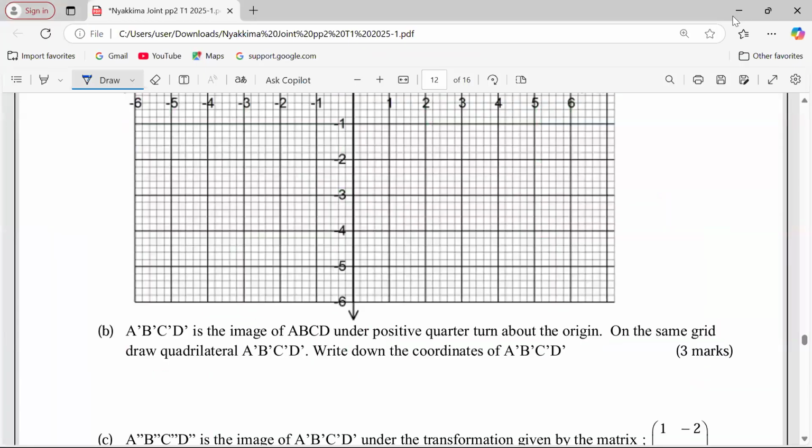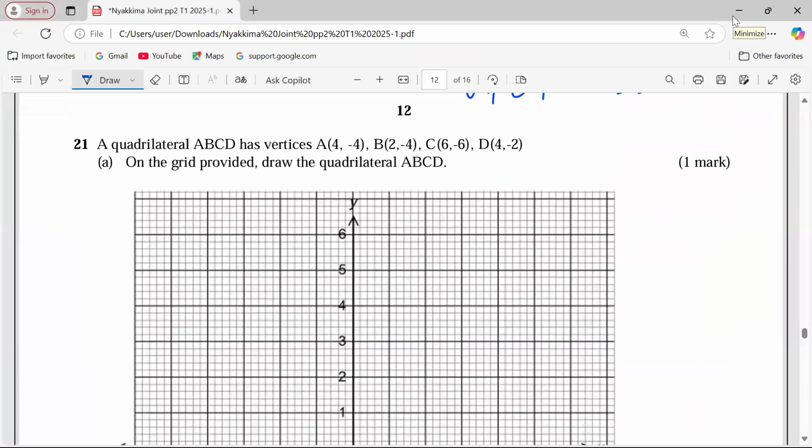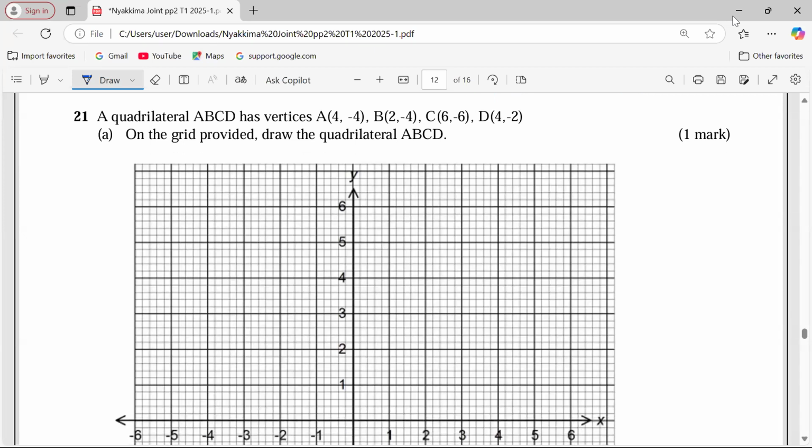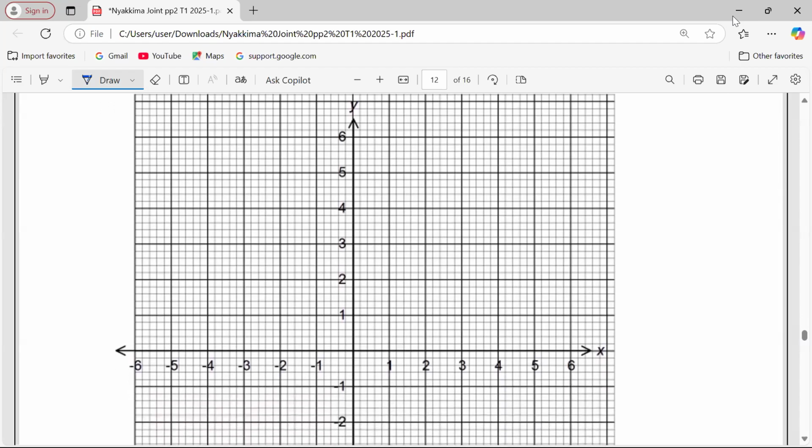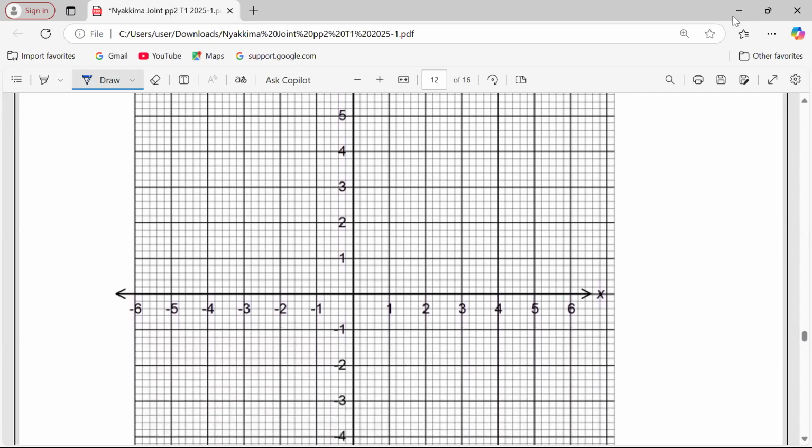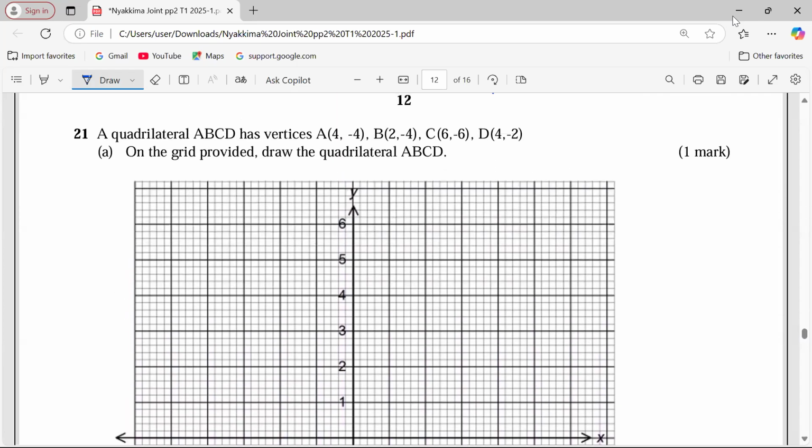Back to the paper now. Number 21, a quadrilateral ABCD has vertices A (4, -4), B (2, -4), C (6, -6), and D (4, -2). On the grid provided, draw the quadrilateral. A quadrilateral is a four-sided figure. The axes have already been labeled for us, so ours is to go directly into the plotting.